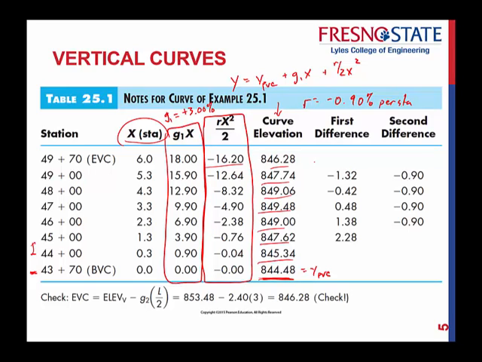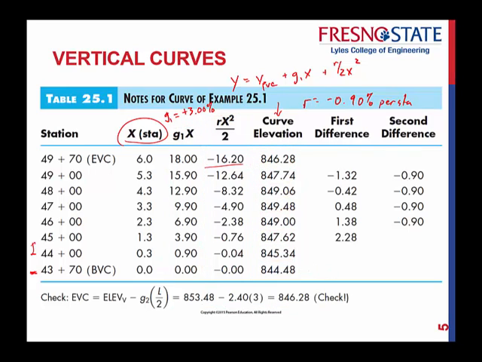Okay. Now what's really awesome here is, like before, we could have calculated the ending elevation at the PVT. We could have done that just as we calculate the PVC. Instead of doing minus L over 2 and going backwards from the PVI, you can actually go forward from the PVI. So if you do that same calculation, which is right here, you get 846.28, which checks exactly with what we have right there. So it's a help to you to be able to do that.